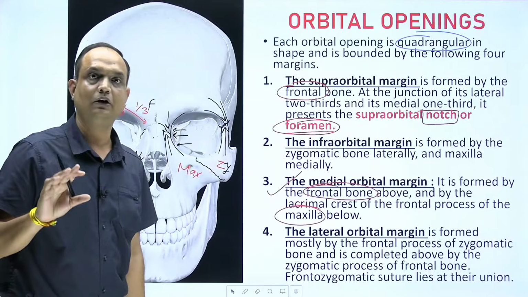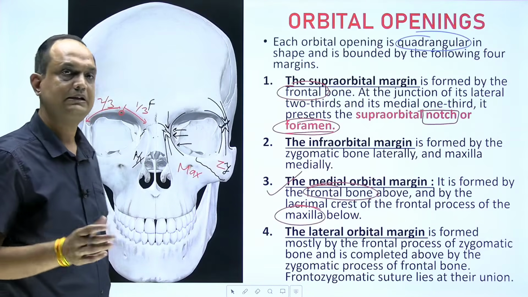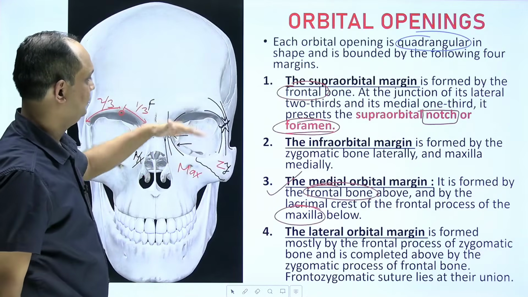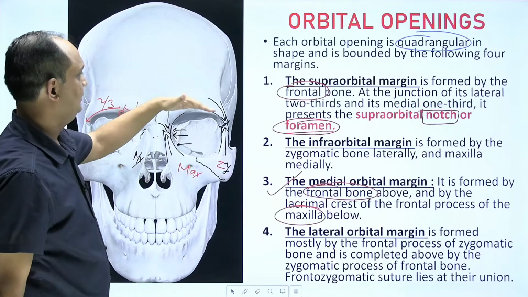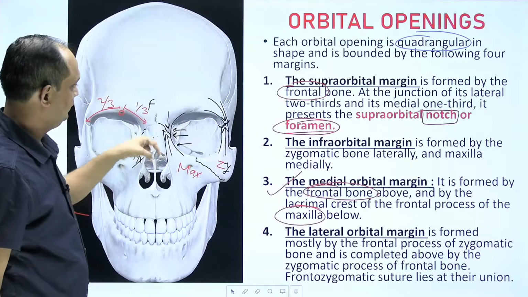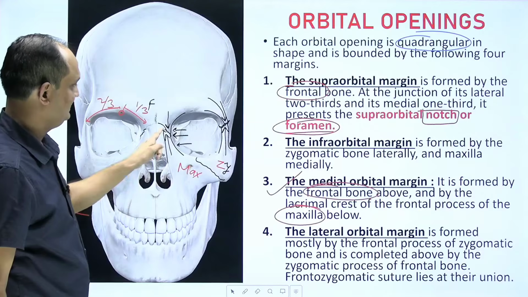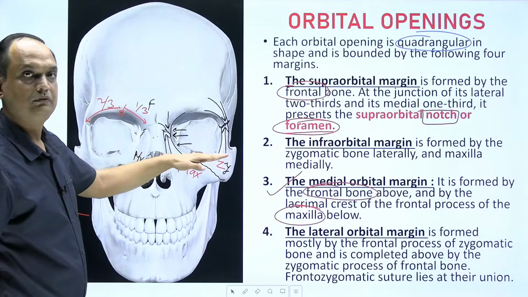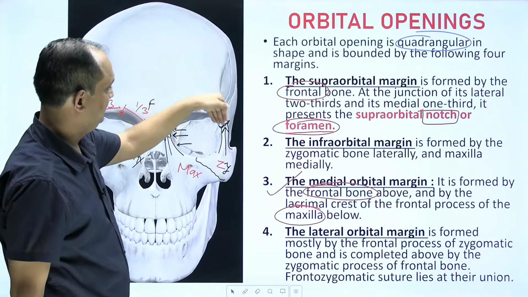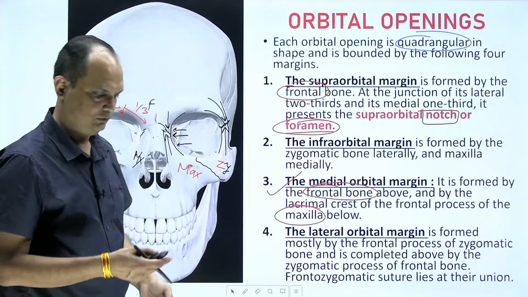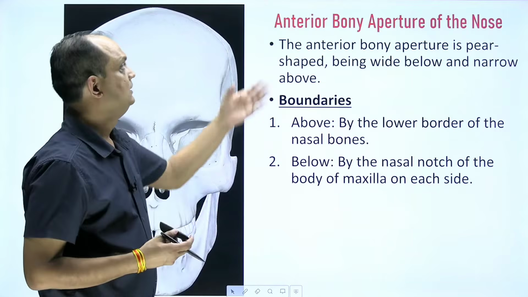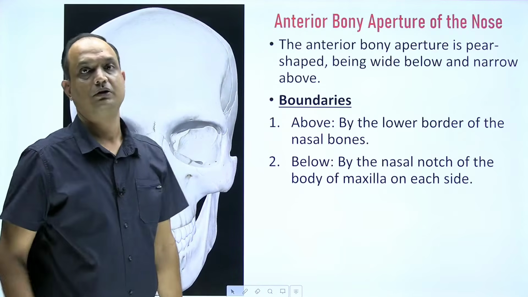So when you are reading the orbital region on the Norma Frontalis, what you have to understand is that in this orbital region there are four borders. Superior border is purely contributed by the frontal bone. Medial border is contributed by the frontal bone and the maxillary bone. The inferior border is contributed by the maxilla and zygomatic bone, and lateral border is contributed by the frontal bone and zygomatic bone.